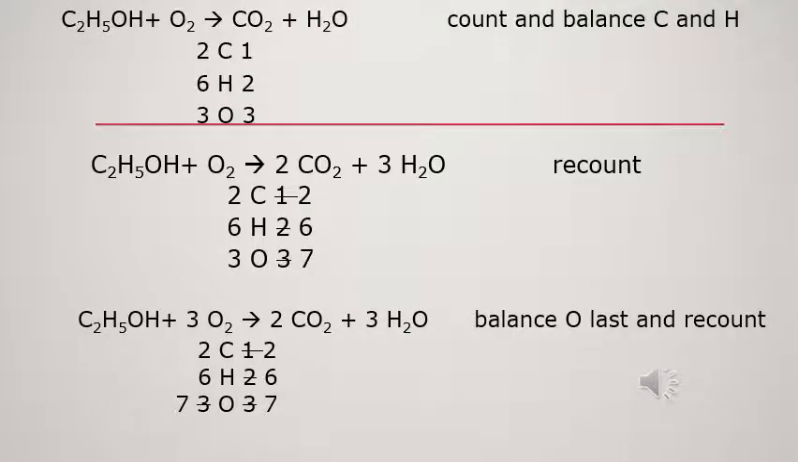So to balance the oxygens, what we needed to do was put a 3 in front of the O2. Previously we had 3 oxygens on the reactant side and 7 on the product side. We have 1 oxygen in the ethanol, so if we add 3 in front of the O2, that gives us 1 oxygen in the ethanol plus 6 oxygens from the O2 molecules, which gives us 7 oxygens altogether on both sides now.